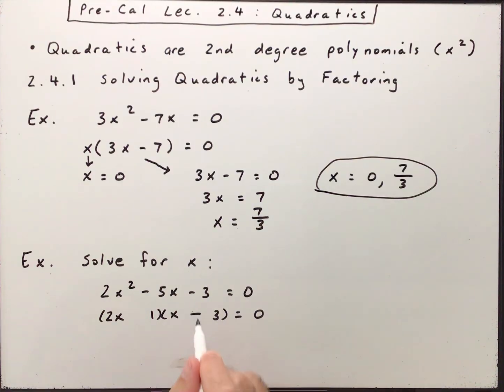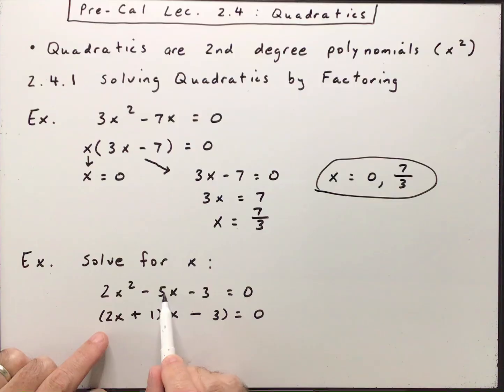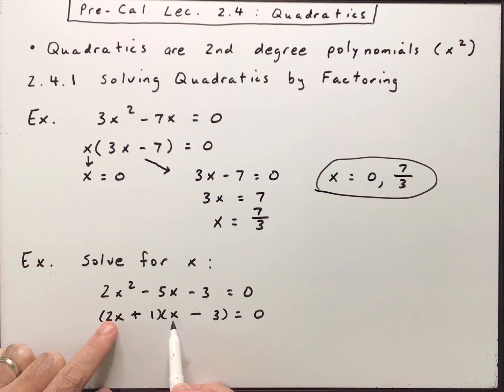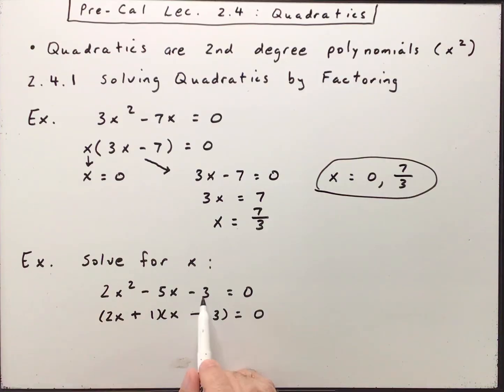And I can make it into a negative 5x in the middle. So we have 2x squared plus x minus 6x, that's negative 5x, and 1 times negative 3 is negative 3. So it works if you FOIL it back out.